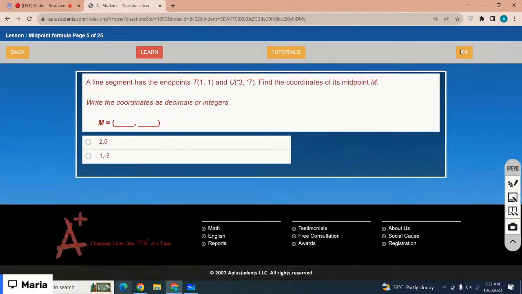A line segment has the endpoints (1, 1) and (-3, -7). Find the coordinates of its midpoint M. So which is the correct option? They are -1 and -3, right? The second option is the correct one. They are -1 and -3.